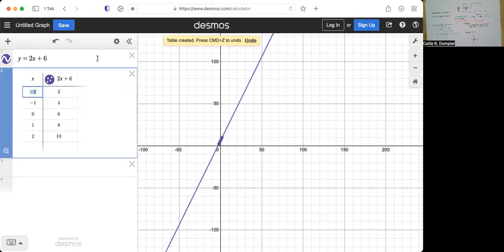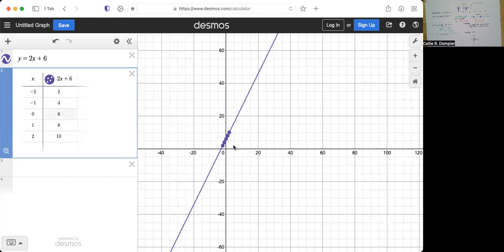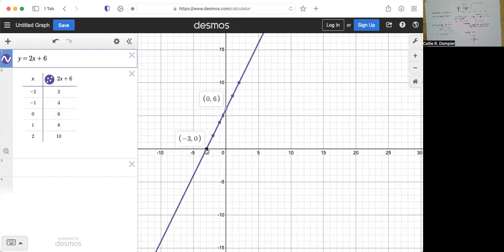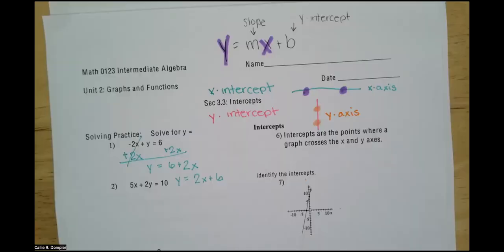You can also, just like we did last lesson, create a table. When x is 0, y is 6. They just added all of those points. You need to zoom in. When x is 0, y is 6. When y is 0, x is negative 3. Okay. Y equals 2x plus 6.